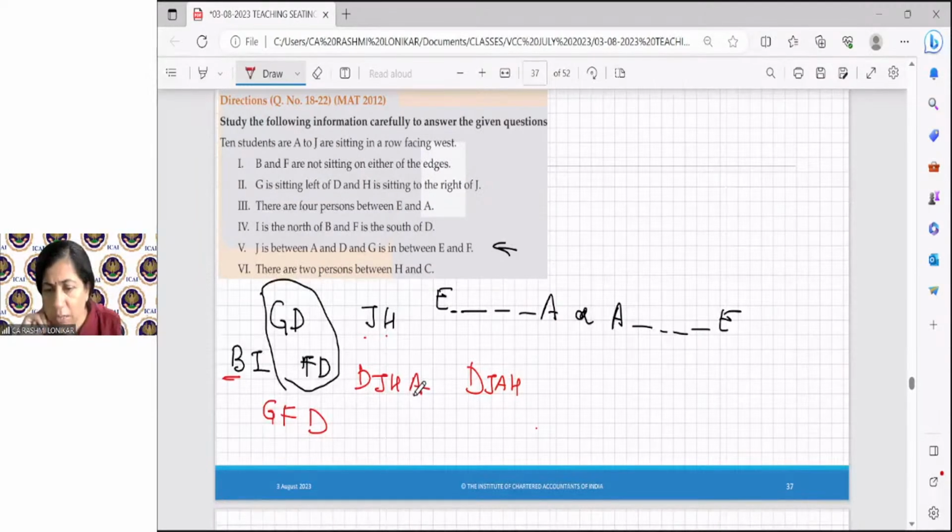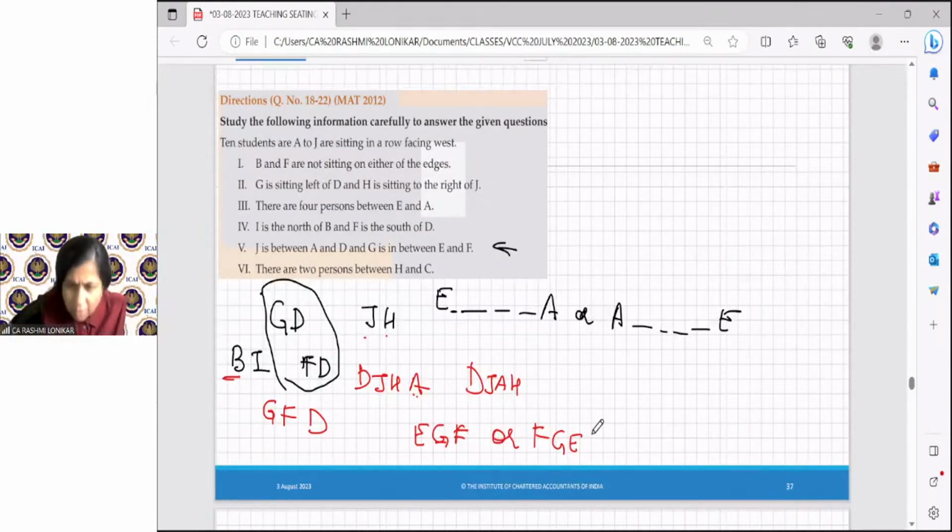And G is between E and F. Here I have E, dash, F: E G F or F G E. Okay, E G F or F G E.